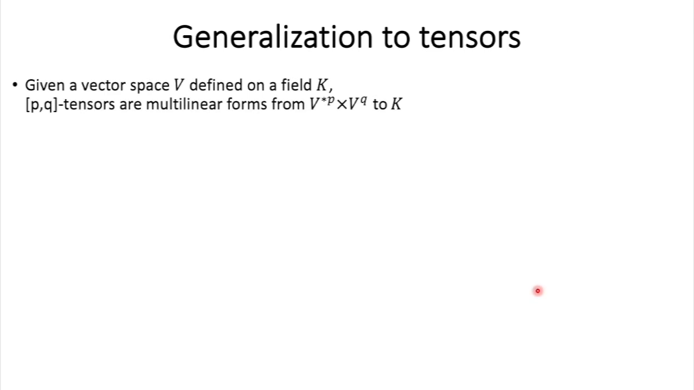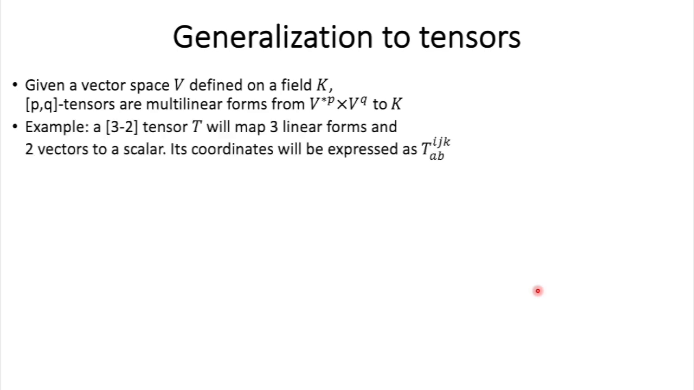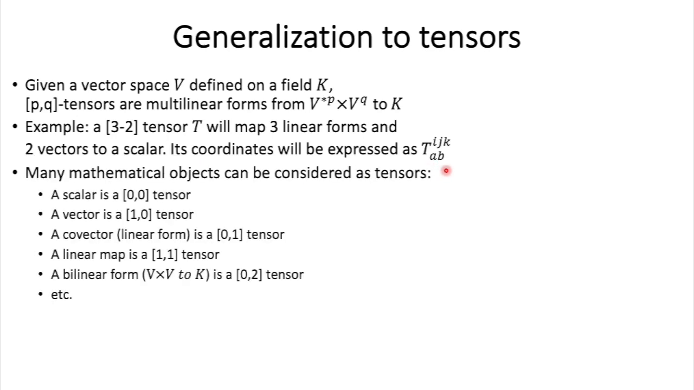And let's see some examples here. For instance, a 3-2 tensor T will map 3 linear forms, because 3 here, and 2 vectors to a scalar, okay? So its coordinates in that case would be expressed like this. And again, many mathematical objects can be considered as tensors.